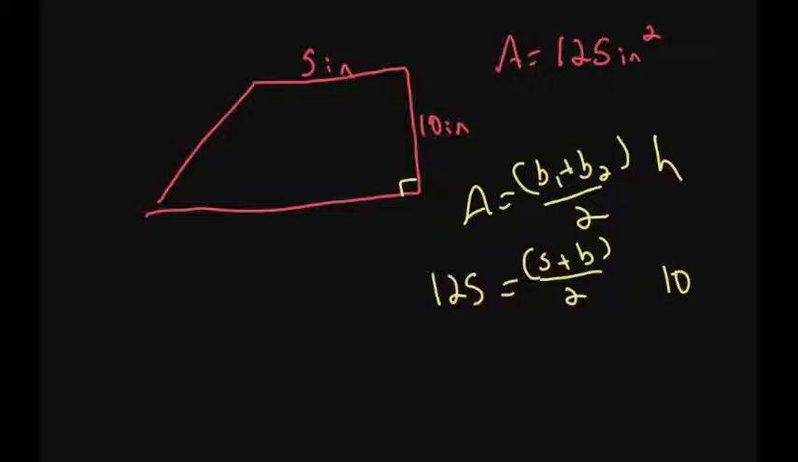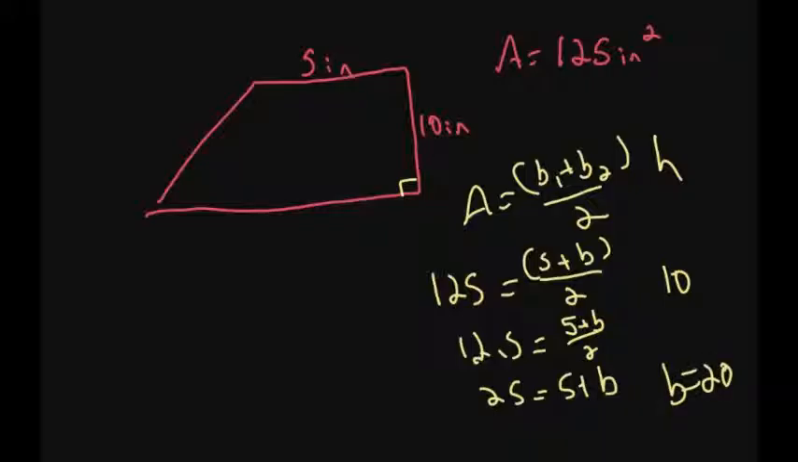So I'm going to divide by 10 first. I get 12 and a half equals 5 plus my base divided by 2. Multiply by 2, I get 25 equals 5 plus my base. Subtract 5. I get my other base equals 20. So that's just working backwards with that formula, if you're given the area, to find a missing piece.